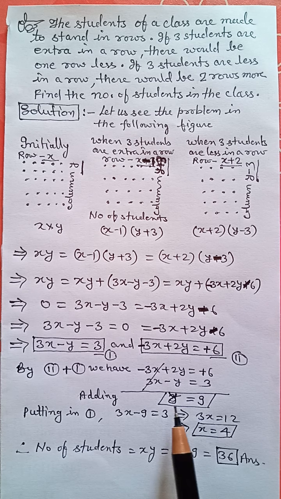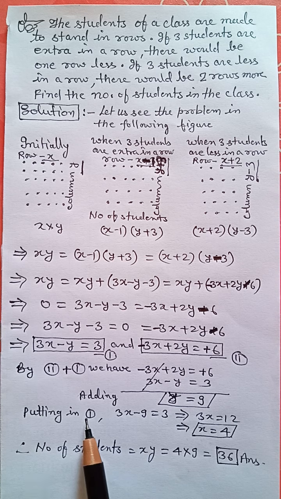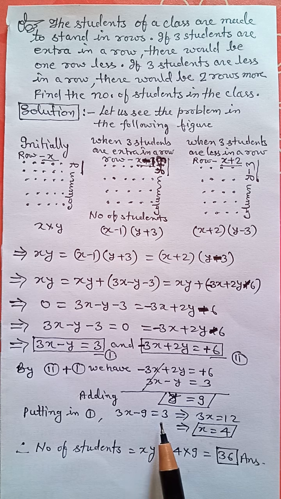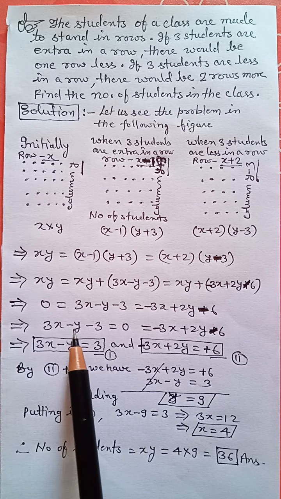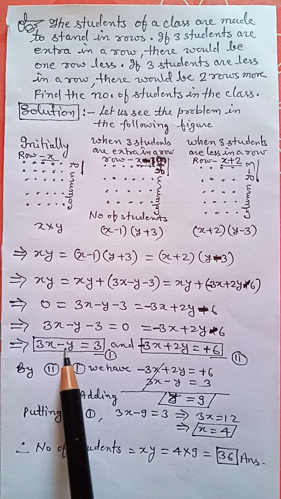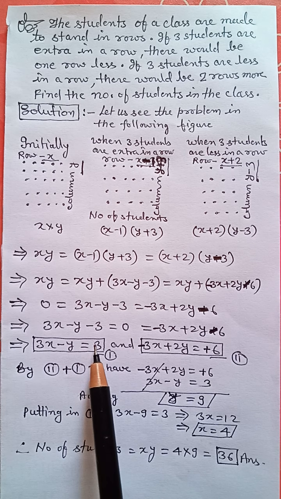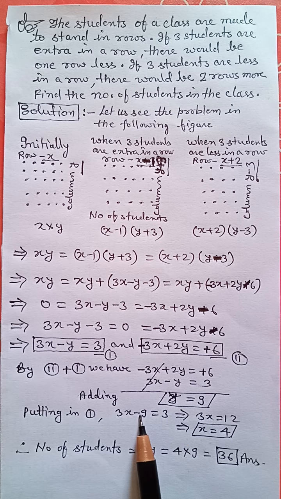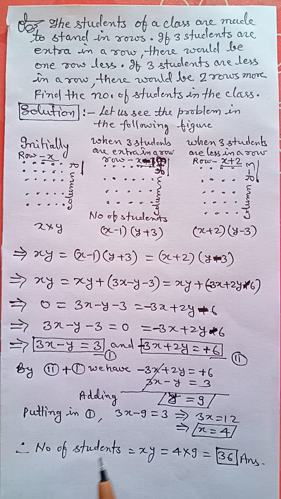Now putting this value in any one equation, say the first equation, we have 3x minus 9 is equal to 3. Y is 9. 3x minus 9 is equal to 3. This implies 3x is equal to 9 plus 3, that is 12. And hence x is equal to 4. Thus we get x is equal to 4 and y is equal to 9.